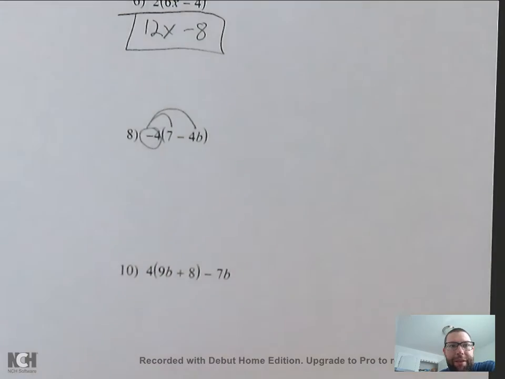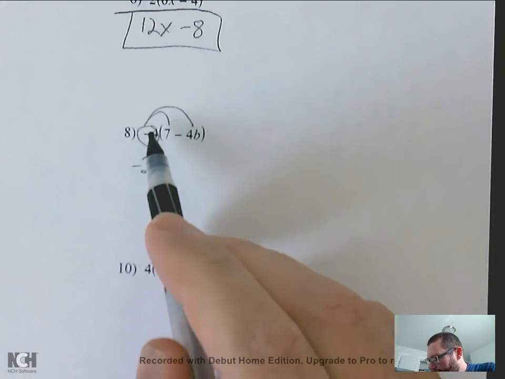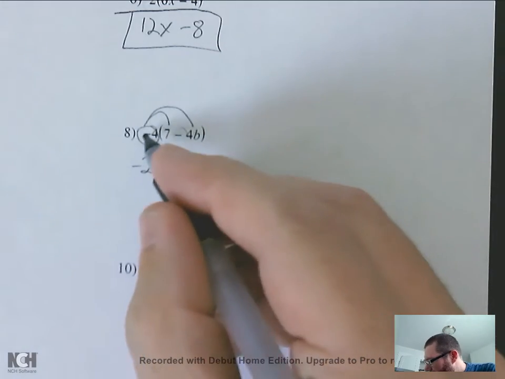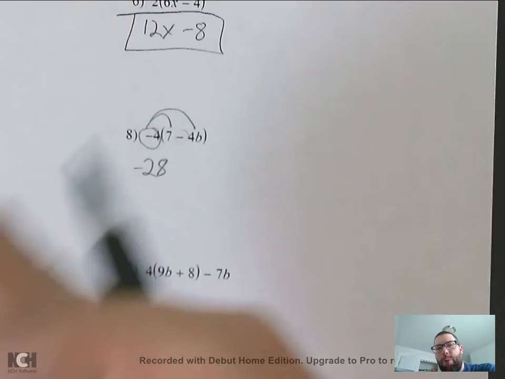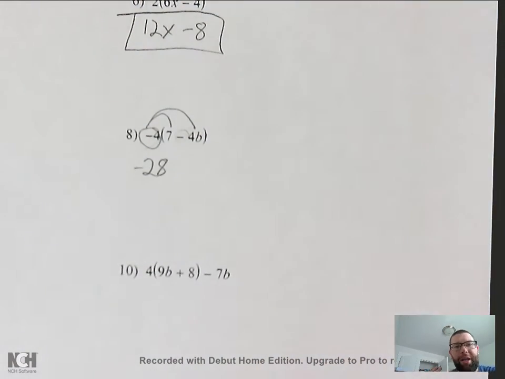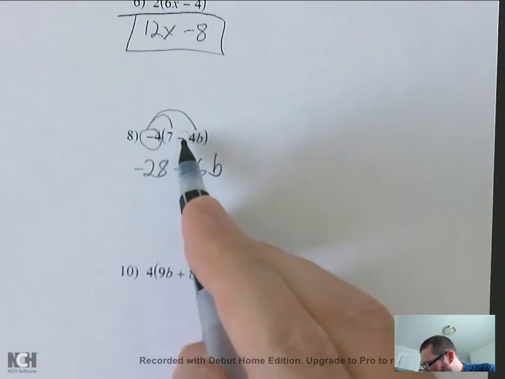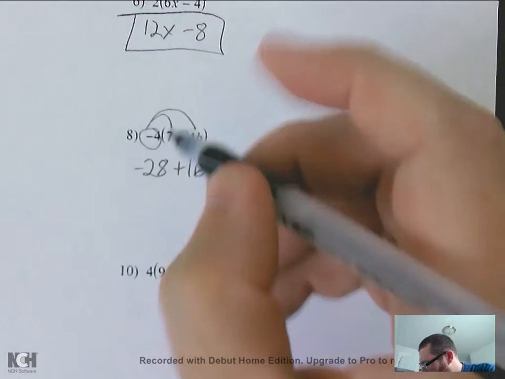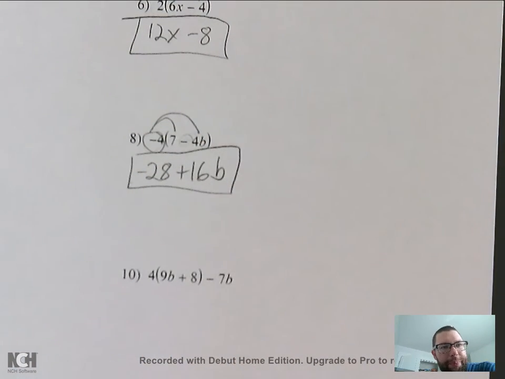So 4 times 7 is 28, right? So -4 times 7 would be -28. And then negative times a negative, again, we always look at the sign in front, right? Negative times a negative is a positive. So -4 times -4 is positive 16. So plus 16b. So instead of that negative there, it turned into a positive because I multiplied it by a negative number. And again, these are not like terms, so that's as simple as I can get it.